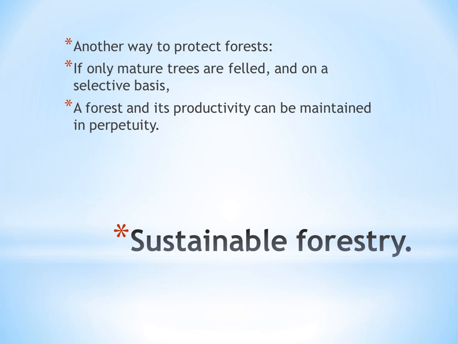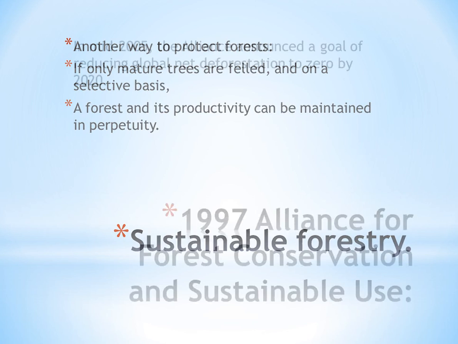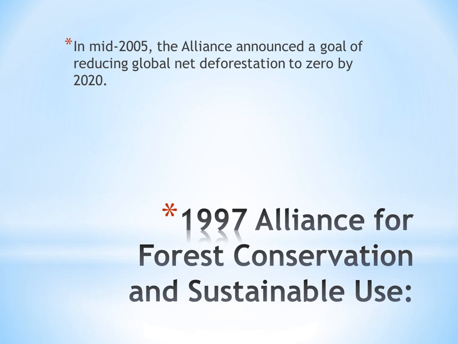Sustainable forestry is another way to protect forests. If only mature trees are felled, and on a selective basis, a forest and its productivity can be maintained in perpetuity. The 1997 Alliance for Forest Conservation and Sustainable Use. In mid-2005, the Alliance announced a goal of reducing global net deforestation to zero by 2020.